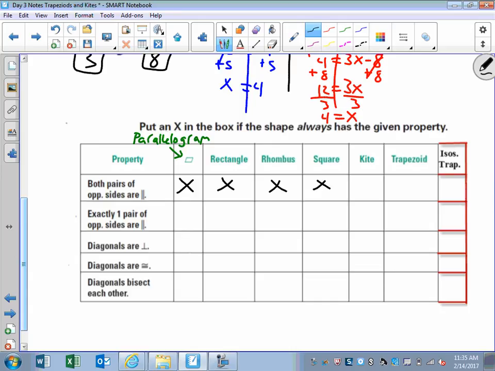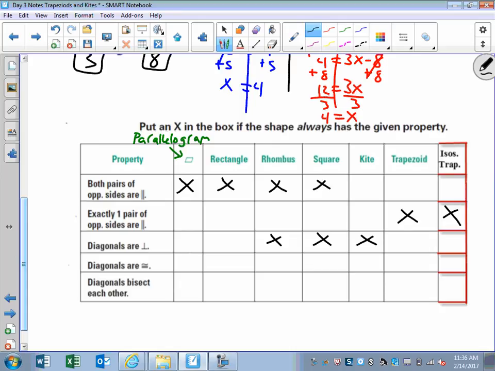Now, look at the next property. Exactly one pair of opposite sides are parallel. That's true for a trapezoid. And if it's true for a trapezoid, it's true for an isosceles trapezoid. Diagonals are perpendicular. Well, we learned today that that's true for a kite because they cross at a 90. It's also true for a rhombus. Now, if it's true for a rhombus, it's true for one other shape, and that shape is going to be a square because a square is a rhombus. It's a type of rhombus. So if it's true for a rhombus, it's true for a square.